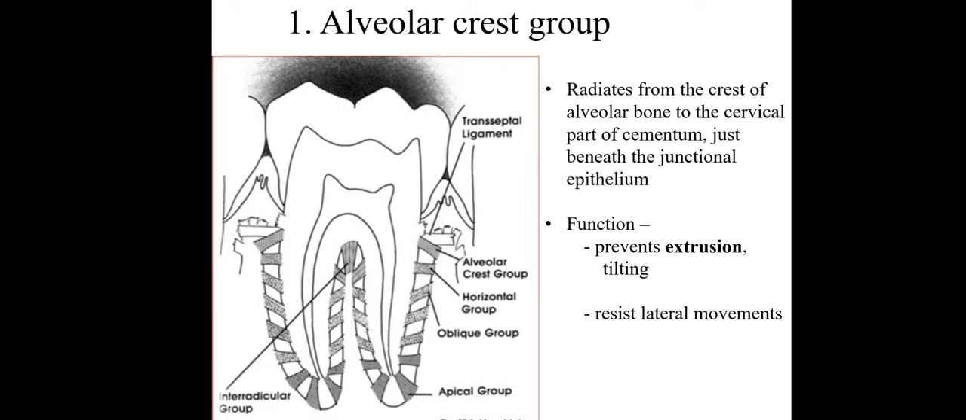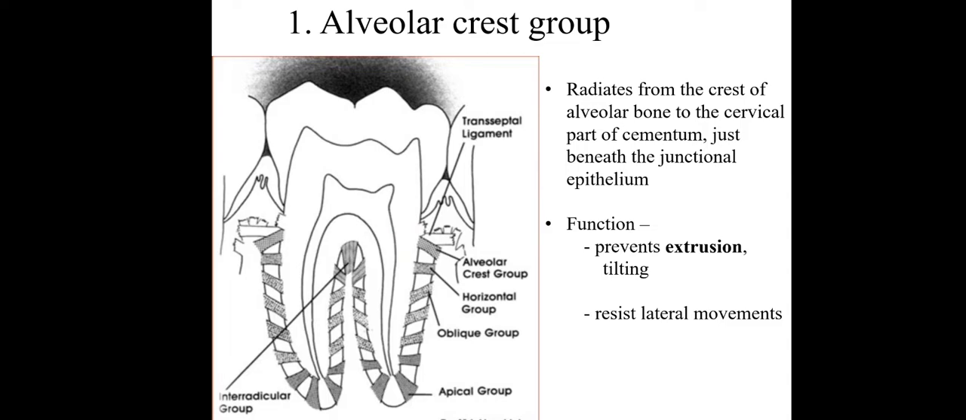First one is the alveolar crest group of fibers. These are fibers which radiate from the crest of the alveolar bone to the cervical part of the cementum. They extend from the crest of the alveolar bone in an upward direction and insert themselves into the cementum just beneath the cemento-enamel junction. So they start from the alveolar crest, proceed in a coronal direction and insert into the cementum just beneath the cemento-enamel junction.